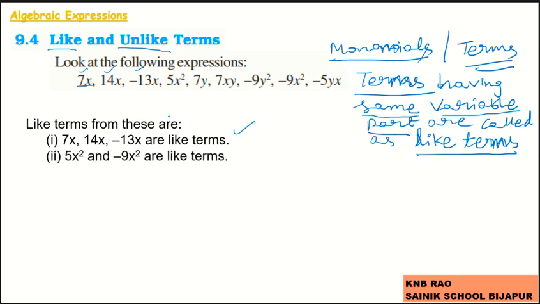Then this 5x square and minus 9x square, they are all like terms. Why? Because they have the same variable part as x square, x square.